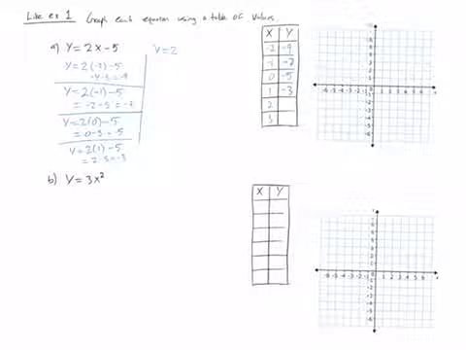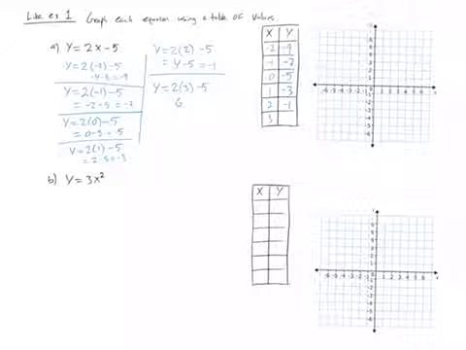y is equal to 2 times 2 minus 5. This is going to be 4 minus 5, which is -1. And then the last one here, y is going to equal 2 times 3 minus 5, which gives me 6 minus 5, which is equal to 1. So now I have a table of values. So now I just need to go through and plot these.